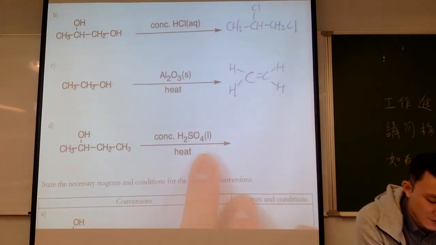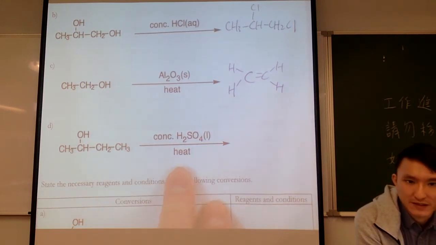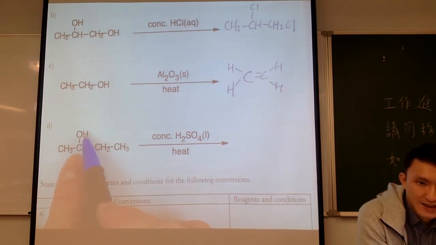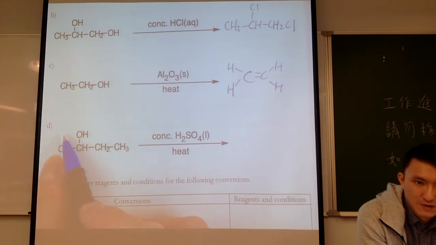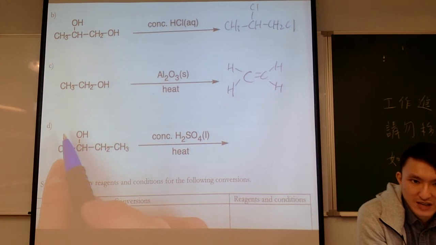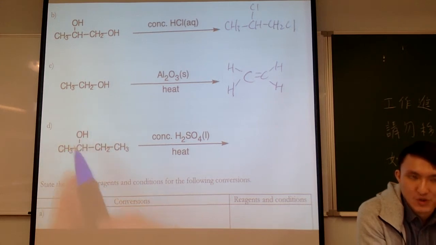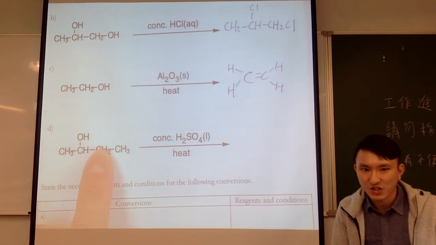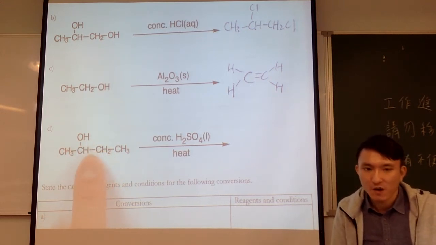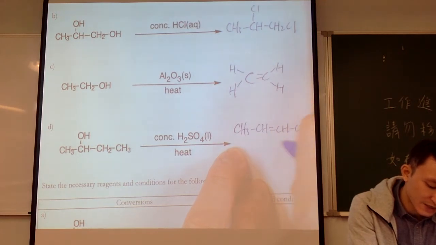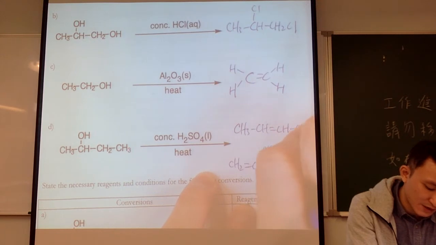And this one we have conc. sulfuric acid, we heat it. So this one is probably a dehydration reaction. But if you are smart, you realize that there are two possible products, because it depends on whether the hydroxyl group and the hydrogen on the left here are removed, or the hydroxyl group and the hydrogen atom from the right are removed. If you remove this hydrogen atom and this hydroxyl group, it will form but-1-ene, right? If it is the hydroxyl group here and the hydrogen atom from this carbon being removed, it will form but-2-ene. So these are the two possible products, okay? And it will be best if you include both.